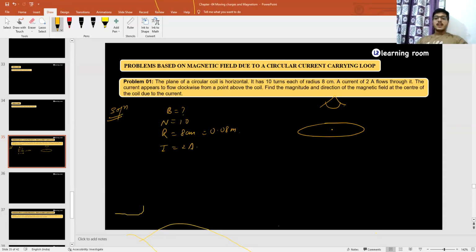No problem. See, if the current flowing is clockwise, that means you have to go this way, right? So if the current is this way, this is the top face, and you are watching it from a point above it. So where do you think the magnetic field will go? If I draw the lines like this, shall I give the arrow downwards or upwards? Tell me.